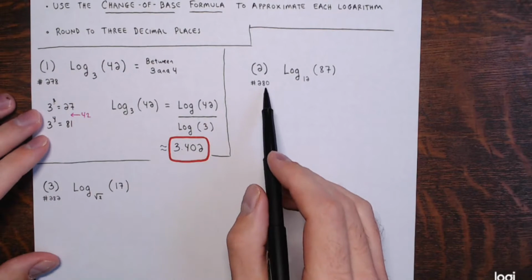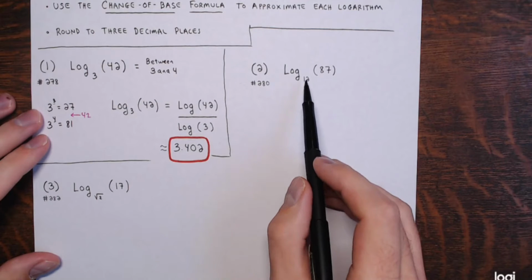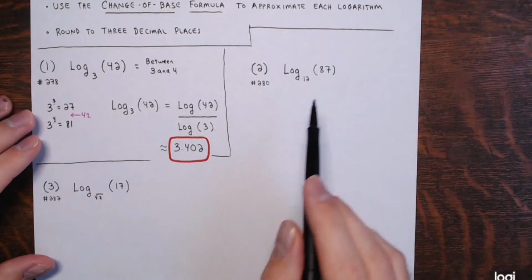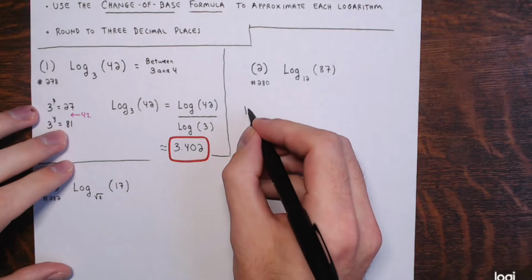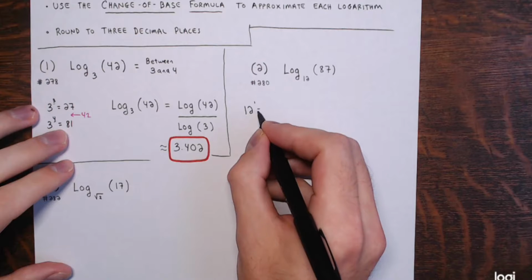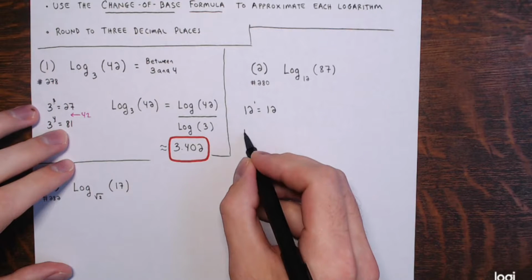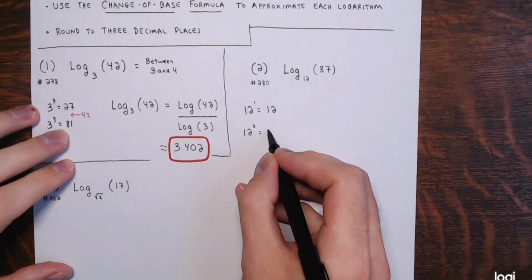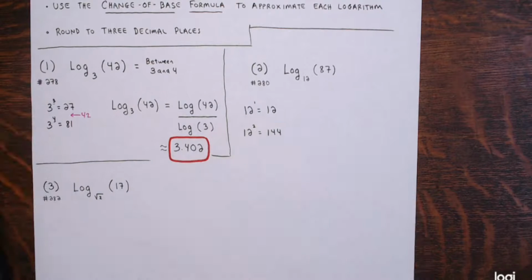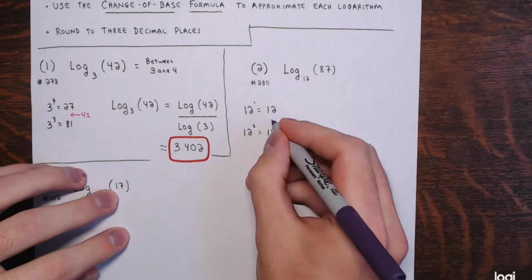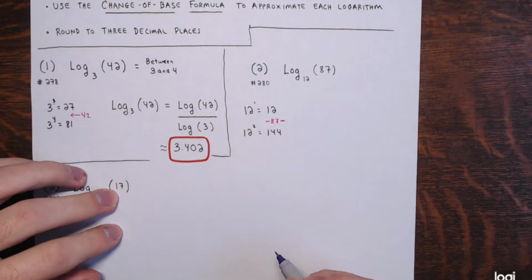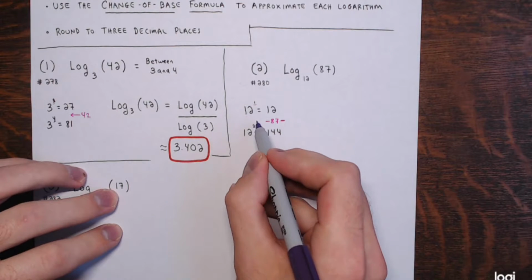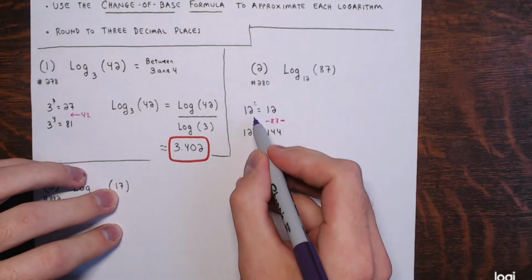So example 2, exercise 280, same thing. What's the log base 12 of 87? Now, even before I go to the calculator, I like to think about what whole numbers, what integers, this is going to be between. Think of the powers of 12. 12 to the first power is 12. 12 to the second power, 12 squared, is 144. And my argument here, 87, is in between these. So the logarithm of 87 base 12 will be between 1 and 2.